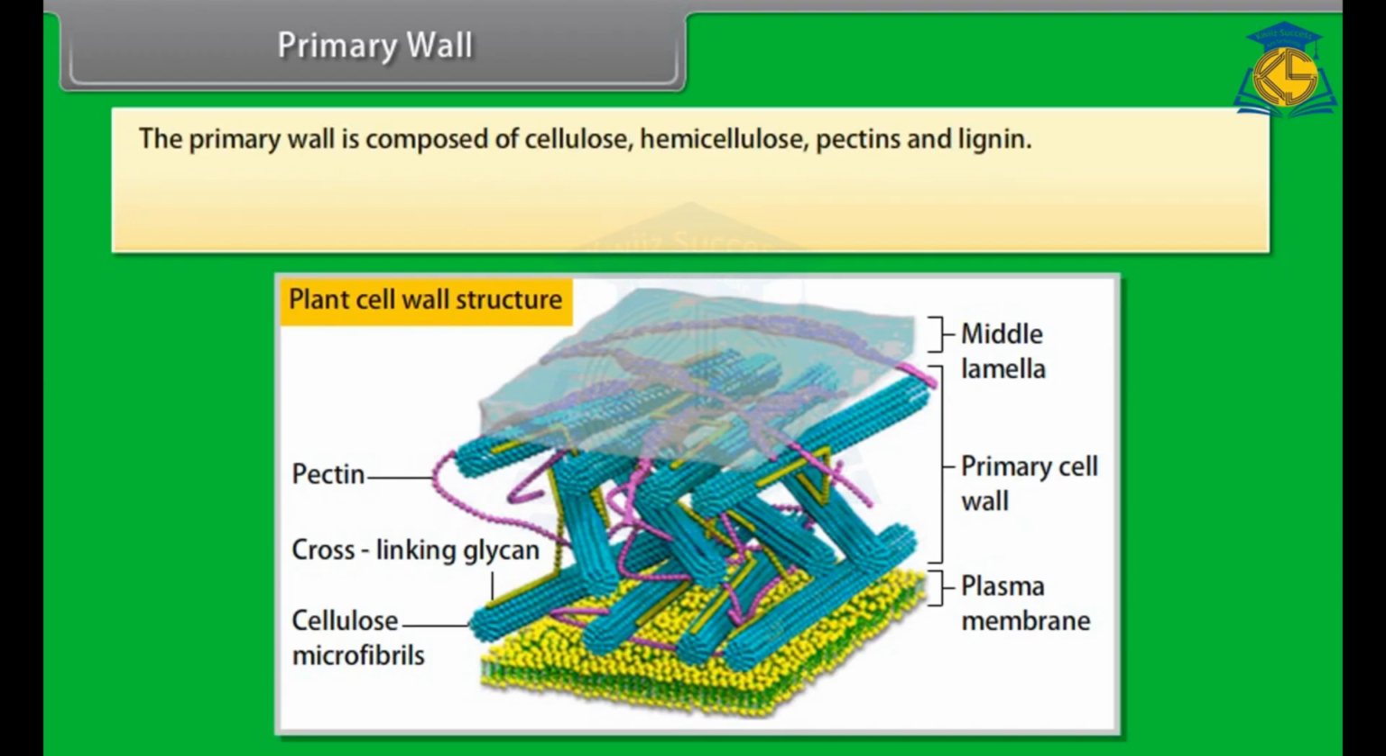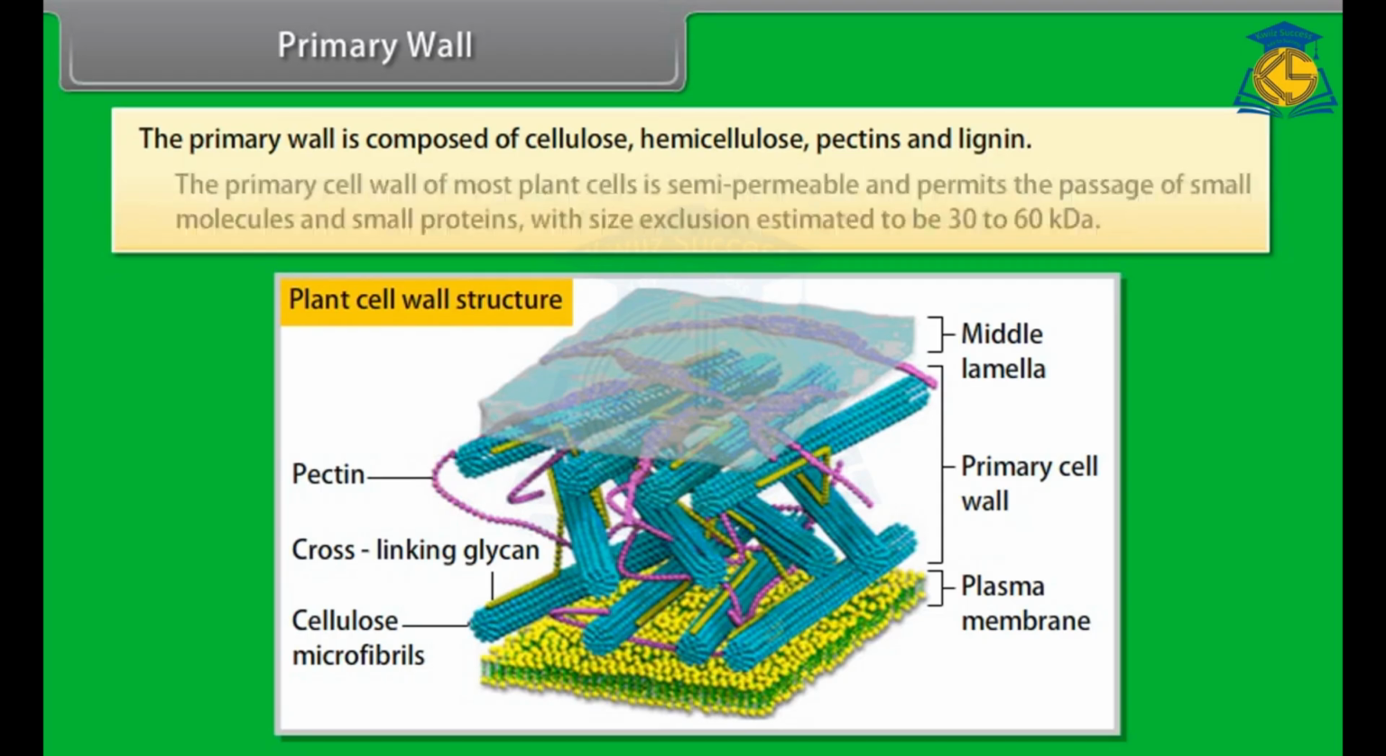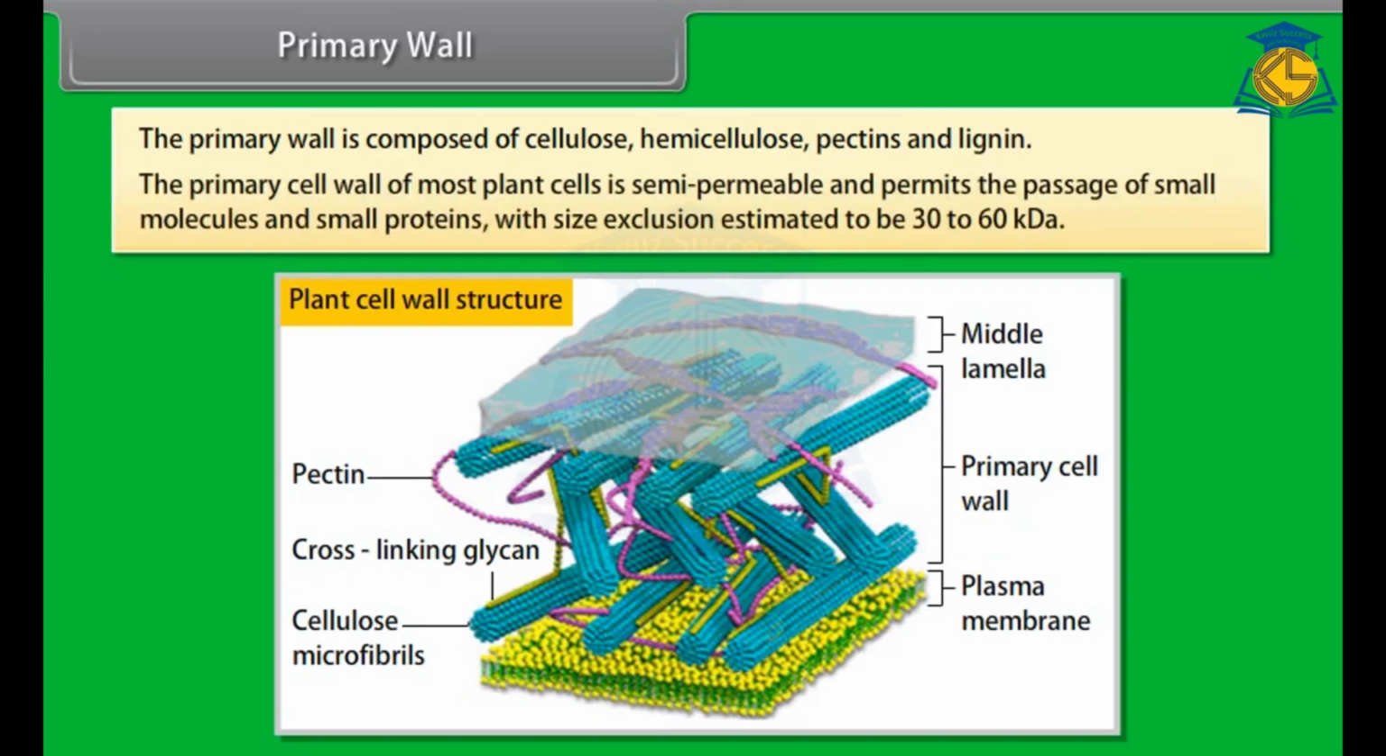The primary wall is composed of cellulose, hemicellulose, pectins and lignin. The primary cell wall of most plant cells is semi-permeable and permits the passage of small molecules and small proteins with size exclusion estimated to be 30 to 60 kDa, or 30,000 to 60,000 atomic mass.